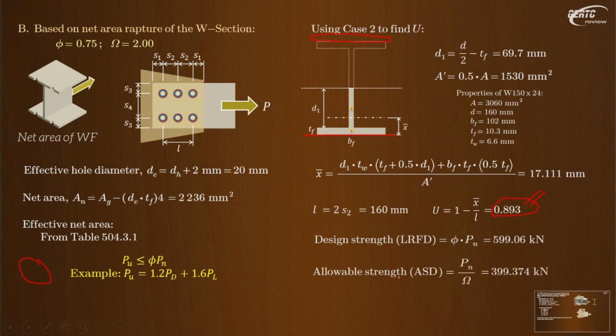Again, just an example of how we apply this design strength. If you have a combination of dead and live load only, PU must not exceed the design strength. And for the allowable strength, P must not exceed the allowable strength, where P is equal to PD plus PL. Just an example for the dead and live combination. So that's it. We will cut this part, it's almost 30 minutes.